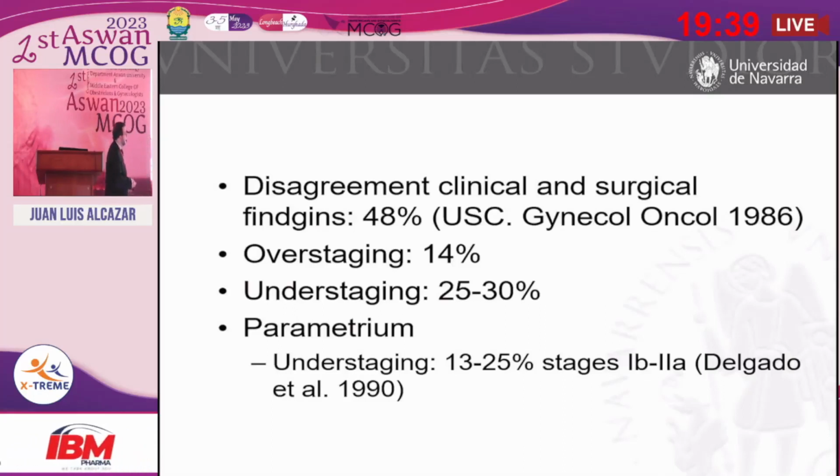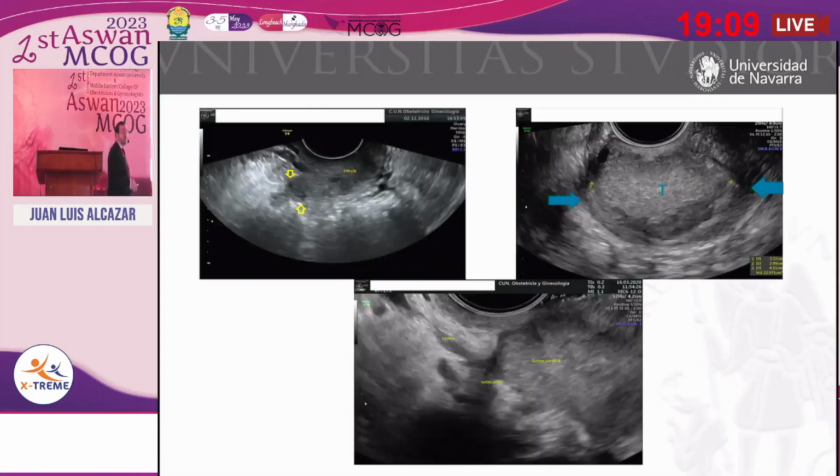And if you understage, if you don't detect parametrium involvement, you will consider that patient, in some cases, as a candidate for surgery. And this is going to be a big mistake, because those ladies are candidates for chemoradiation treatment, not for surgery. So it's quite important to ascertain whether the parametrium is involved or not. And we can do that by ultrasound, and the answer is yes.